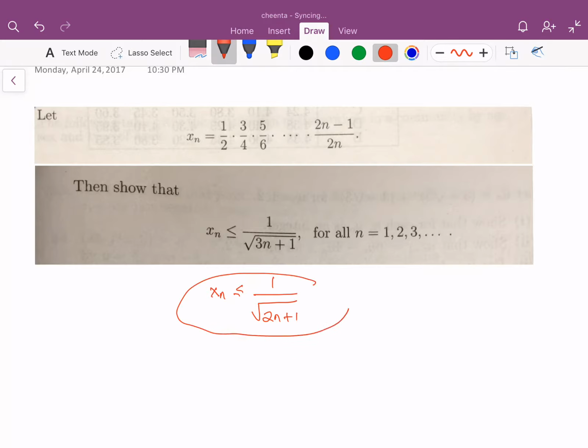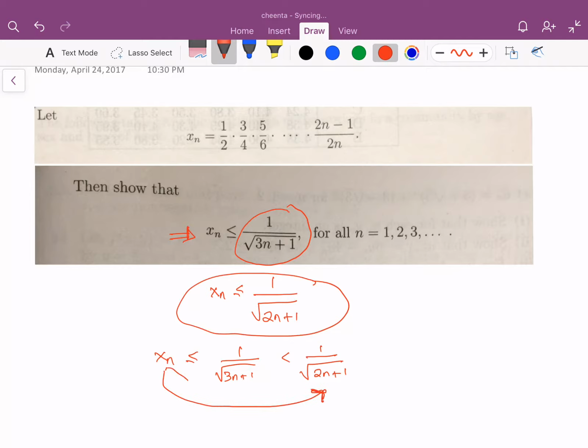So this one is actually a more interesting problem. To show the stronger version, that is xn is less than or equal to 1 by square root of 3n plus 1, you can realize that this is a stronger version, right? Because this is a closer bound. I mean, 1 by square root of 3n plus 1 is obviously smaller than 1 by square root of 2n plus 1. To show that xn is not only smaller than this, but it is also smaller than this, is a stronger result.